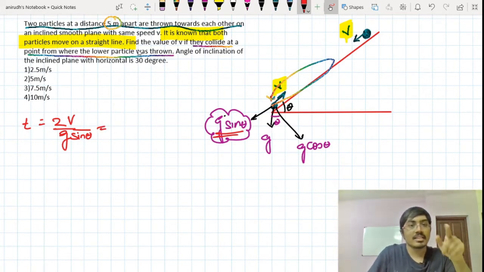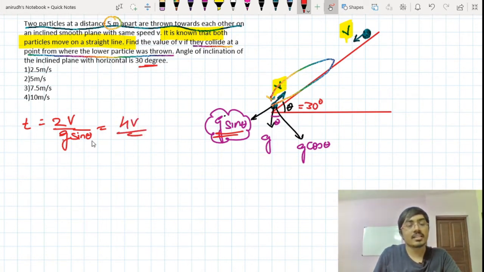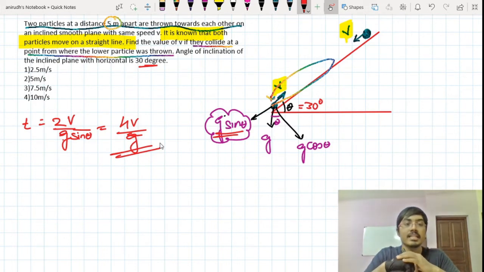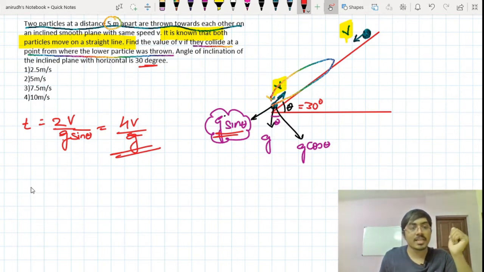So here theta is given to be 30 degrees, isn't it? So this is 4v over g sine 30. Sine 30 is 1 by 2, so the g by 2 goes upstairs, and this is 4v by g. Okay, 4v by g is my time of collision. Now what is time of collision?